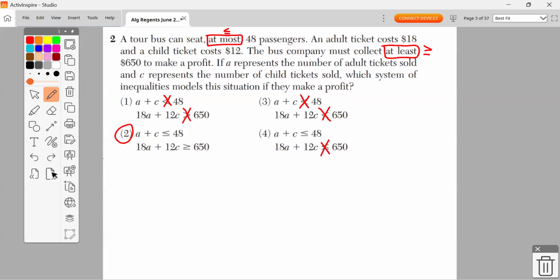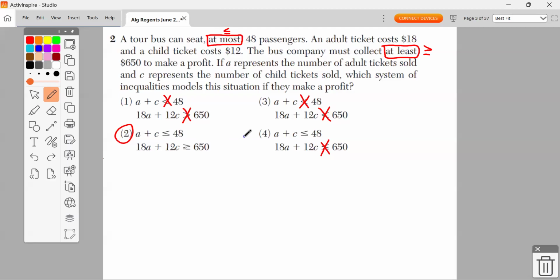In question number 2, a bus can seat at most, that's the most that it can have, 48 passengers. Can it have equal to 48? Sure. Can it have less than 48? Yes. But it can't have more than 48. An adult ticket costs $18. A child's ticket costs $12. The bus company must collect at least $650 to make a profit. So 650 is the lowest amount of money that they can take in. They can have more than 650. They can have equal to 650, but they need at least 650. So nothing lower than that.